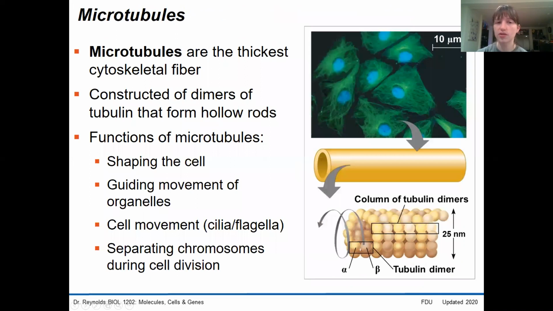So microtubules are going to be the thickest cytoskeletal fiber. That's the one that you were able to actually see each individual fiber in that last image. They're constructed of hollow rods, which is how they're able to get as big and as thick as they can. They shape and organize the cell, for sure. All cytoskeletal components do. But these are actually those structures that you saw the motor protein walking along, because those motor proteins can guide the movement of organelles. This includes vesicles, but also larger organelles as well.